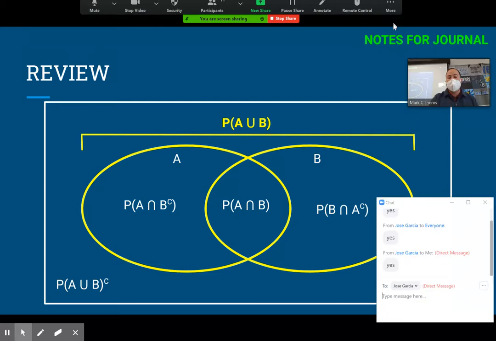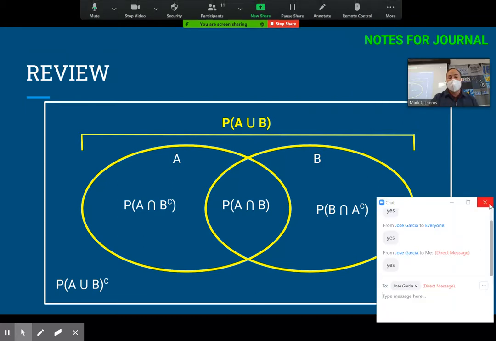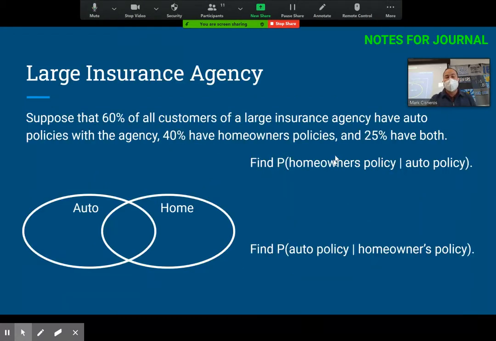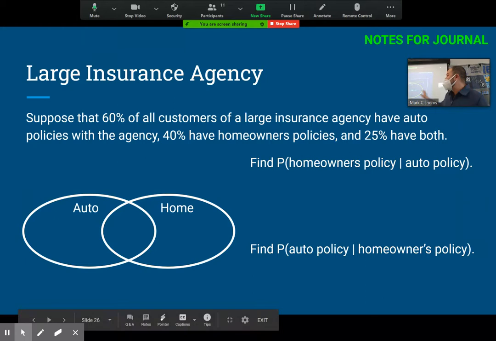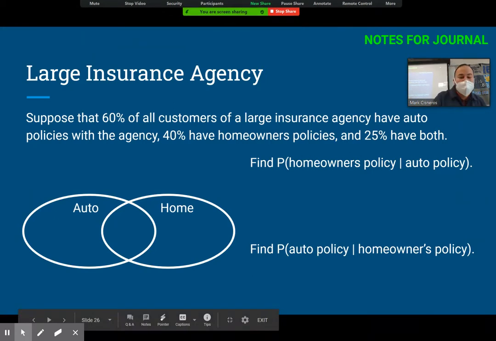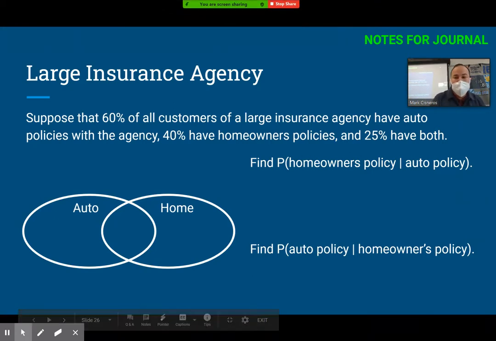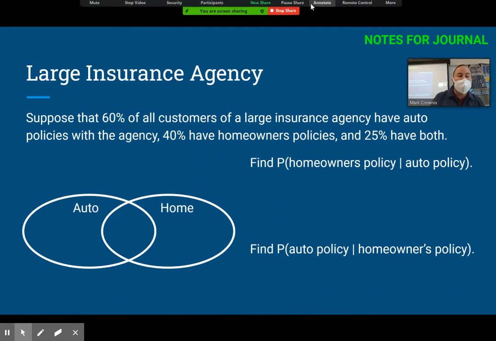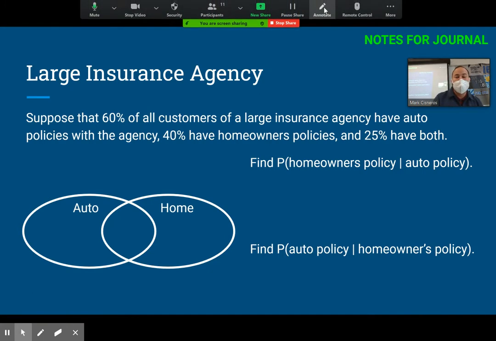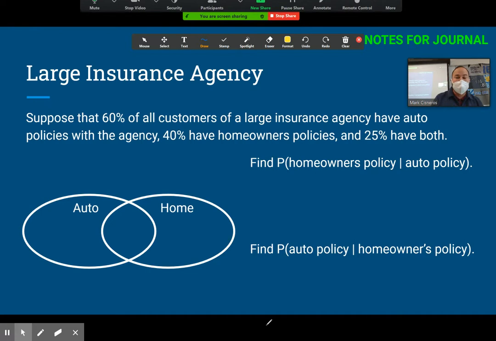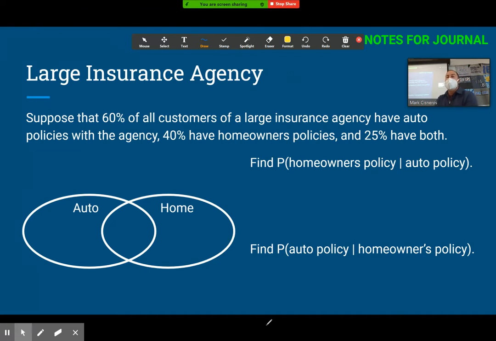See any chat from home? Okay. All right, you do not need to write all this down. Here's what I want you to do. It says, suppose that 60% of all customers of a large insurance company have auto insurance policies with the agency, 40% have homeowner's policies, and 25% have both.